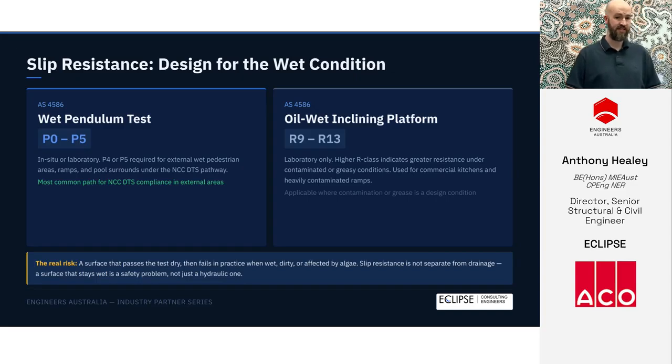The real risk here is not only the material that fails its test, but also the material that passes the test dry and then fails in practice when wet, dirty, or affected by algae. Designed for the wet condition, not the dry showroom condition.